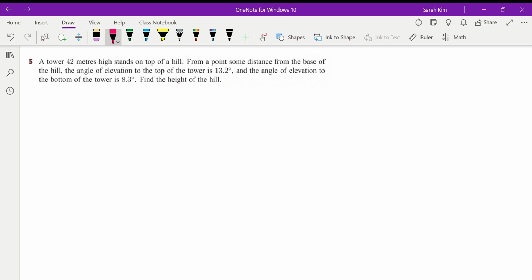So for this question, it's really important that you draw a proper diagram that works for the situation, because if you draw an incorrect diagram, it's really hard for you to get the right answers. So a tower 42 meters high, so I'll start there. So that's 42 meters. Stands on top of the hill.